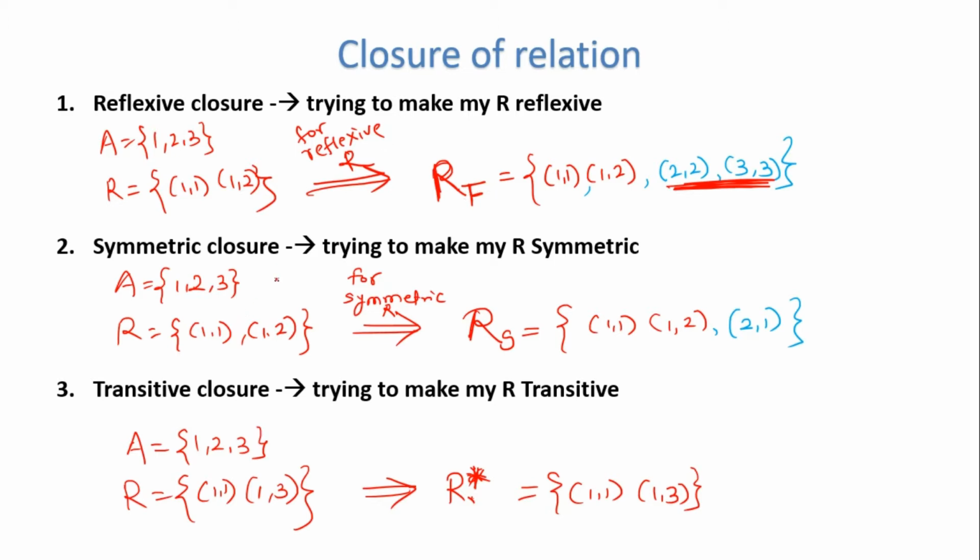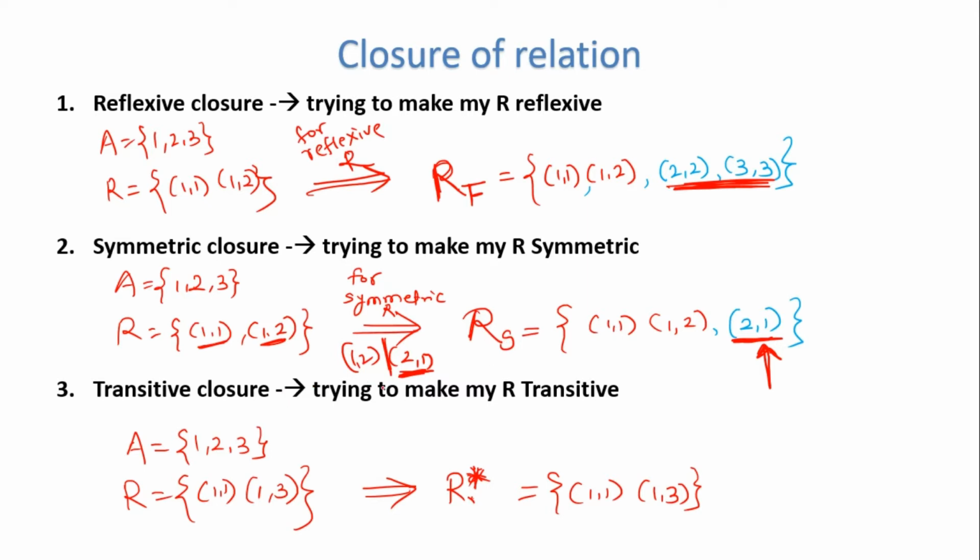Symmetric closure. To make my relation symmetric, what are the minimal number of pairs I will add in my relation? That is called a symmetric closure. For example, set A has elements 1, 2, 3. Relation R has elements (1, 1), (1, 2). Now here, we should have a mirror image for each and every element. For (1, 1), the mirror image is (1, 1). For (1, 2), the mirror image is (2, 1). The element (2, 1) is missing in the relation, so I should add (2, 1) to make my relation symmetric. After addition, this will be the new result and this result is a symmetric relation. This is my symmetric closure of the given relation and it is denoted by R_S.